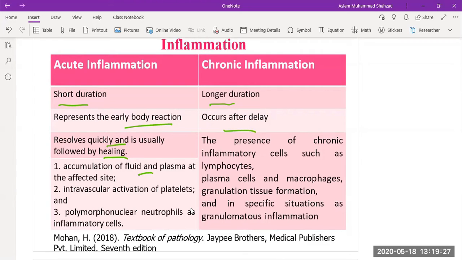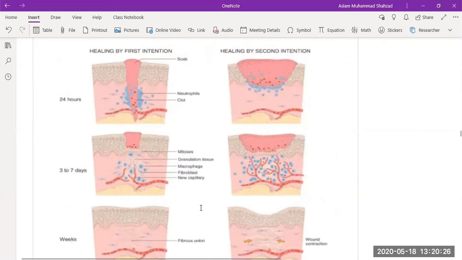Then accumulation of fluid and plasma at the affected site, intravascular activation of platelets, polymorphonuclear neutrophils as inflammatory cells will be produced. Whereas in chronic inflammation, the inflammatory cells, lymphocytes will be produced. In chronic inflammation, the main thing is the production of lymphocytes, plasma cells, macrophages, granulation tissue formation, or in specific situations, granulomatous inflammation.